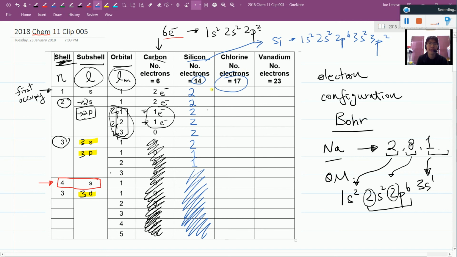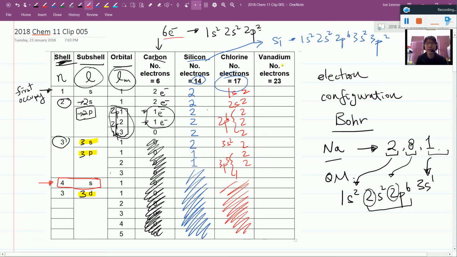Chlorine has 17. So for 17, we basically put 2 here, 2 there, 2, 2, 2, 2, and then 2, and then 2. Do we have this one too? Yes. 2, 4, 6, 8, 10, 12, 14, 16, 17. And the rest of them, we can ignore. The first one here is 1s2, 2s2. Then we have 2p6. Then we have 3s2 and 3p5.